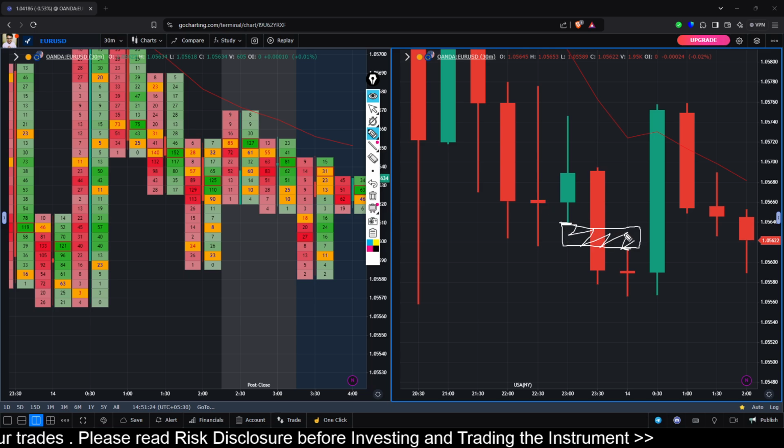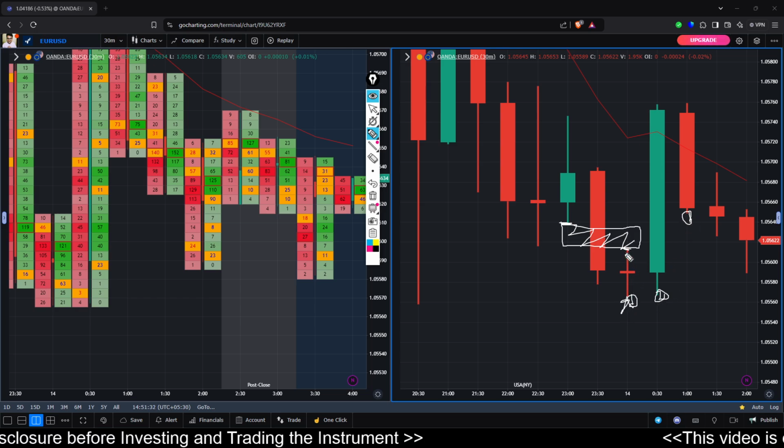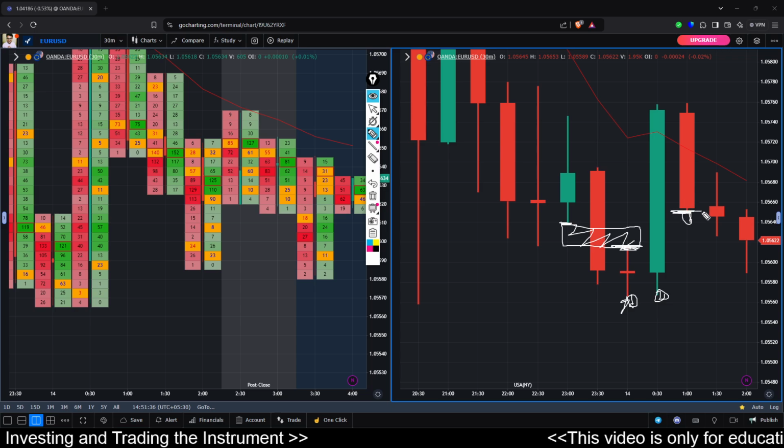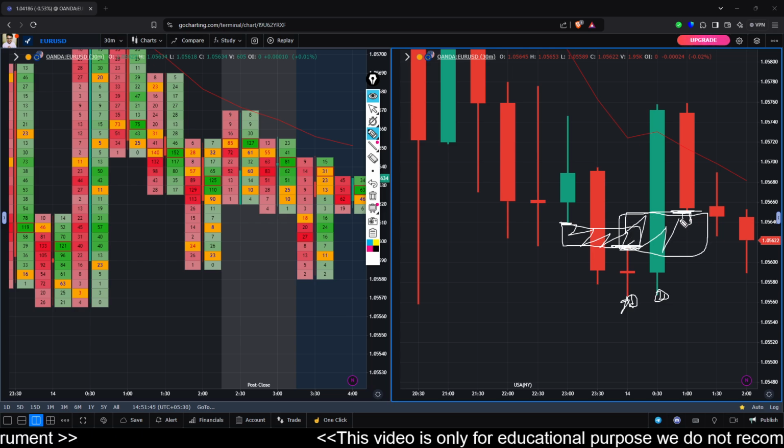There is also one imbalance here, and here is also one imbalance. This is the first candle, we have a second candle, and we have a third candle. The first candle's high is here and the third candle's low is here. Again, between these three candles we have some kind of gap. This is called the imbalance, or some people also call it a fair value gap.